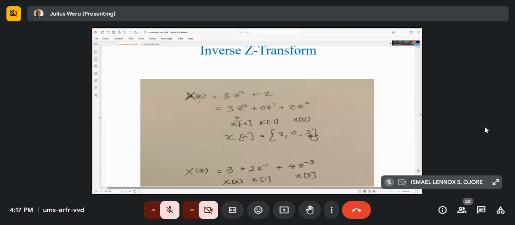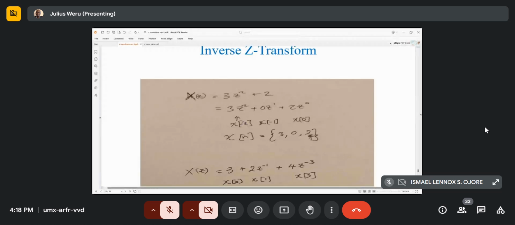So in this case, x of z is what you're given as the transform. You're given the transform, and you want to get back your x of n. If you're given 3z squared plus 2, you can simply put it as z squared plus 0 z to the 1 and 2 z to the 0. These are the three.